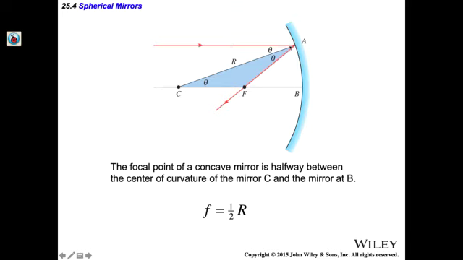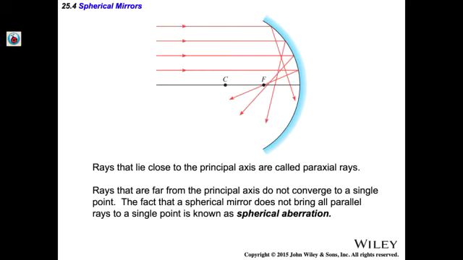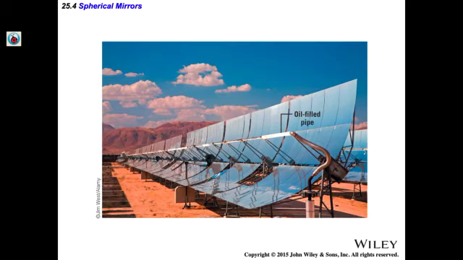Again, angle of incidence equals angle of reflection, and we're looking at alternate interior angles. Okay. Rays that lie closer are called paraxial rays. Rays that are far from the principal axis, see, they don't really converge on the focal length. Okay. The fact that a spherical mirror does not bring all parallel rays to a single point is known as spherical aberration. That's why things sometimes in a curved mirror aren't as clear.